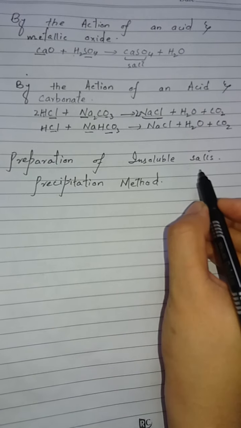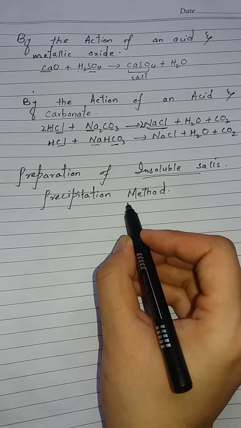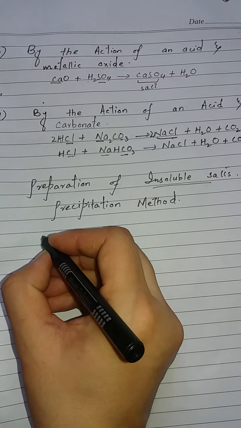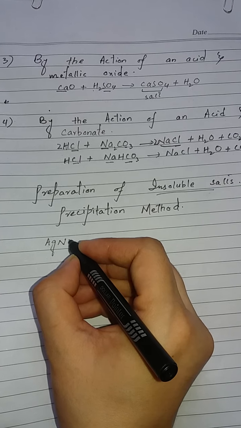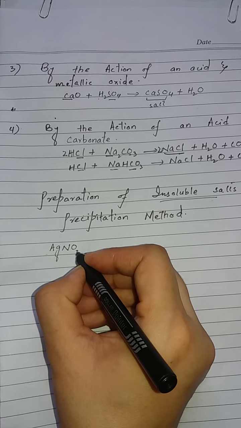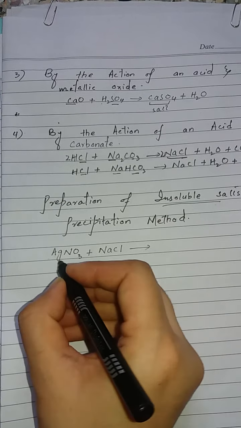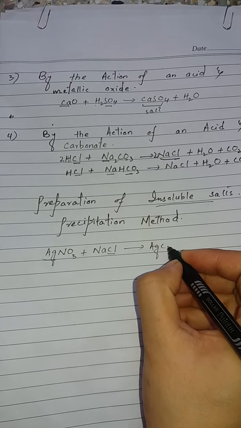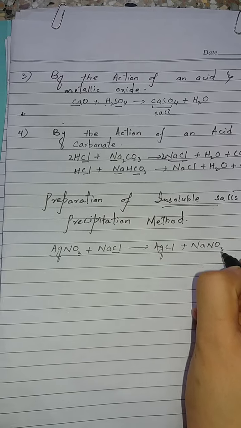Next, preparation of insoluble salt. Insoluble salts are formed by the precipitation method, and in this method, aqueous solutions of two soluble salts are mixed with each other, such as the aqueous solution of one soluble salt, which is silver nitrate. When it is mixed with the aqueous solution of NaCl, silver reacts with chlorine and forms AgCl. Similarly, sodium reacts with nitrate ion and forms NaNO3.